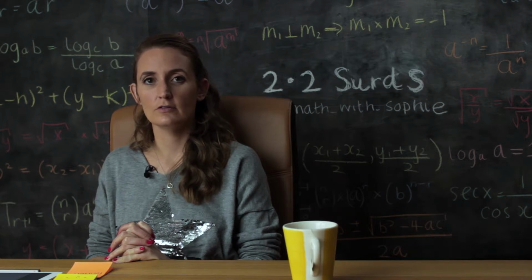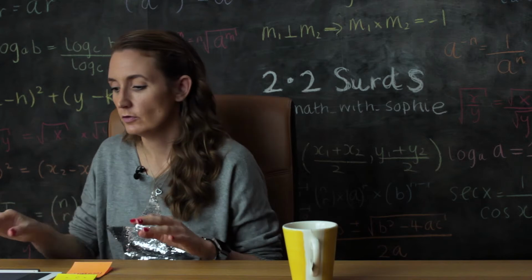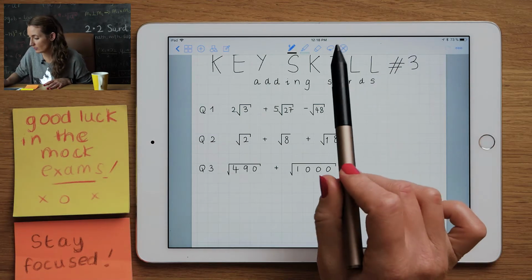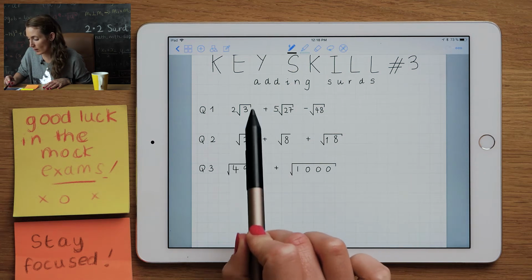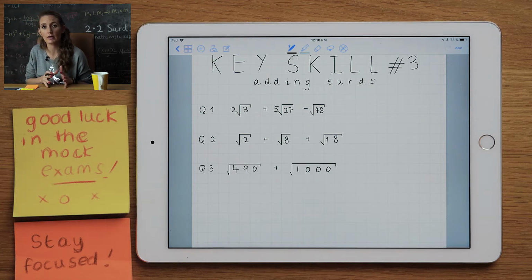We're going to be using a combination of the things that we learned in Key Skill 1 and Key Skill 2 to look at Key Skill 3. In the last video, I told you that you cannot add together square roots if they're not the same. So a square root 3 cannot be added with a square root 27 because a square root 3 can only be added to another square root 3.